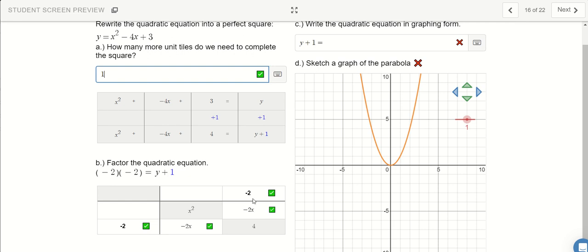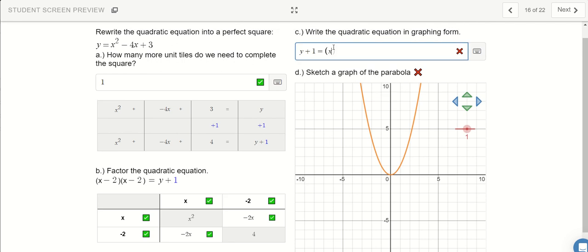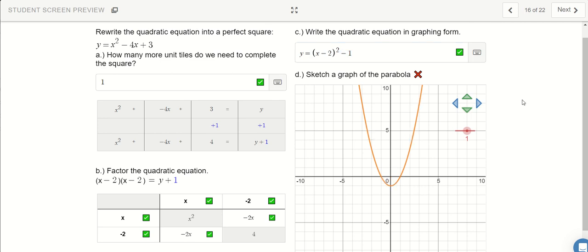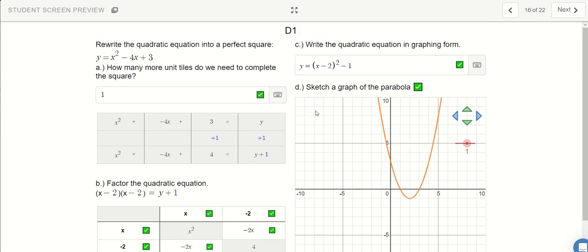So now that negative 2 times negative 2 is 4, I can split up the x's. So we have x minus 2 times x minus 2. So that's going to be x minus 2 squared. And to get rid of the plus 1, we can minus 1 on both sides. And here is our graphing form. And again, the nice thing about this is I know it's shifted down 1. And minus 2 actually means it's moving to the right 2.